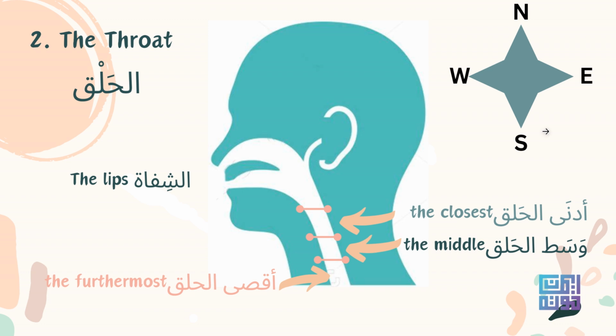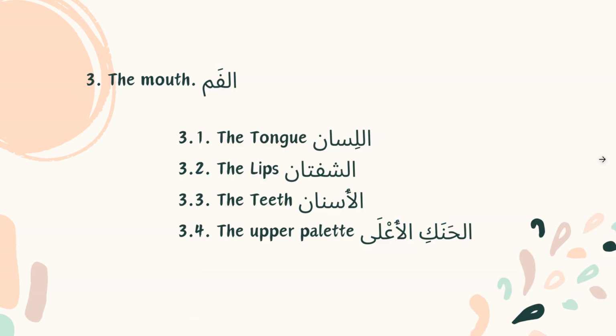Exactly like the directions, the north, the east, west, south. And it is compared with the sun, okay? Connected with the sun. And here also it's connected with the lips. So the throat is this part. It's divided into 3 parts. The furthermost, Aqsa al-Halq, the middle, Wast al-Halq, and the closest, which is Adna al-Halq. Okay, so this is the second organ of speech that we use to pronounce the letters.